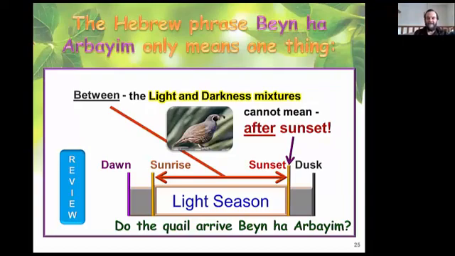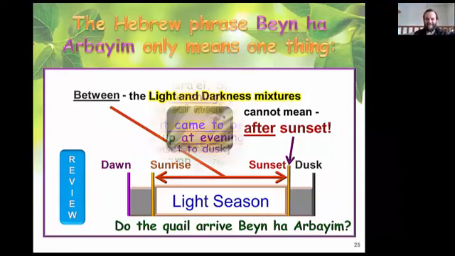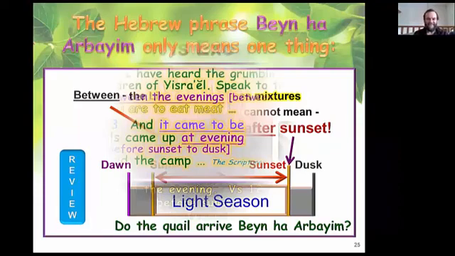We'll just continue on. The Hebrew phrase ben ha-arba'im only means one thing. Between the light and darkness mixtures cannot mean after sunset or before sunrise. Between means after the sunrise and before sunset. Do the quail arrive ben ha-arba'im, or between the twilight mixtures? Yes, they do. Just waiting for the next slide to come up.